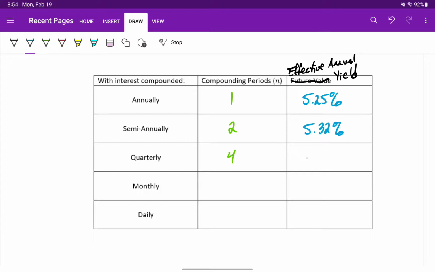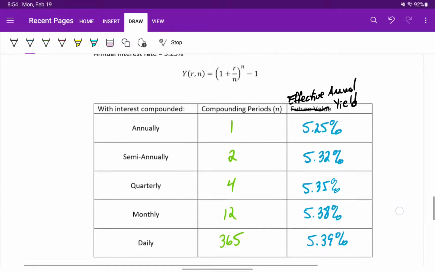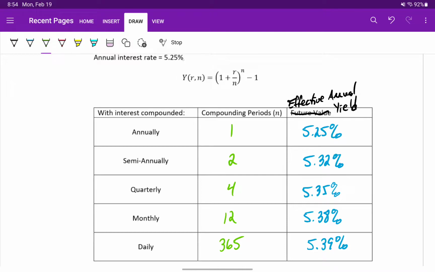If we up this to quarterly, that increases to 5.35%. If we look at compounding monthly, that changes to 5.38%. And daily, with 365 compounding periods, we get an effective annual yield of 5.39%. So again, what we're saying is this compound interest rate of 5.25% gives us the same yield as a simple interest loan with 5.39% if we're compounding daily. So that's an increase of 0.14% interest applied to our principal over the course of 1 year.